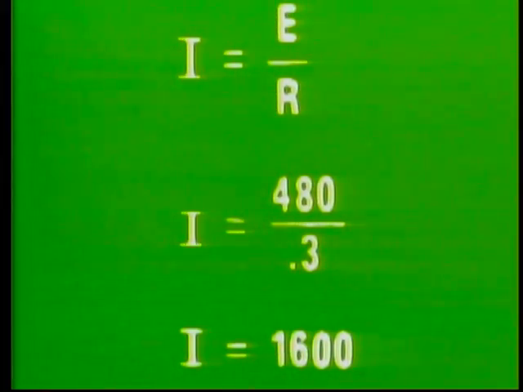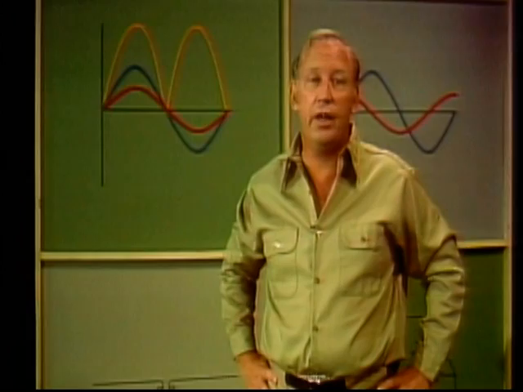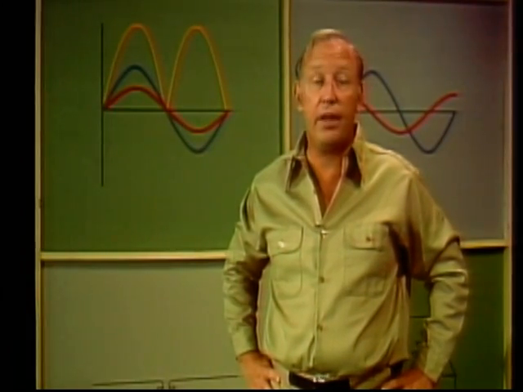According to Ohm's law, I equals E over R. Current equals 480 volts divided by 0.3 ohms. So I equals 1,600 amps. And 1,600 amps is a lot of current. But that's what the current would be if it only had resistance to limit it. Now let's get an actual current measurement and see how close the predicted value is to the actual value.